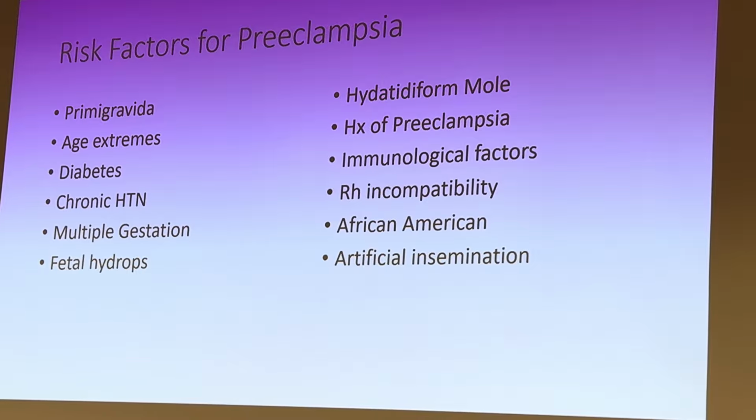African Americans are higher risk for preeclampsia, artificial insemination, and it should say too with that in vitro fertilization. Because you see a lot more IVF pregnancies now than you do artificial insemination, but either one that are artificial means of maintaining the pregnancy, they're at high risk.